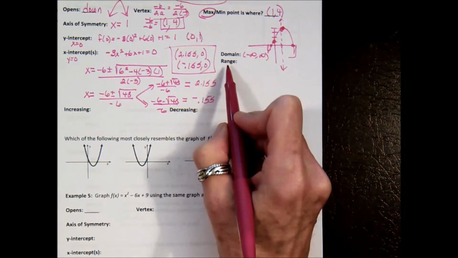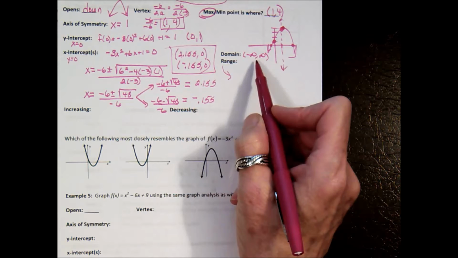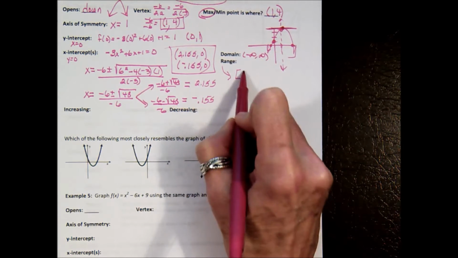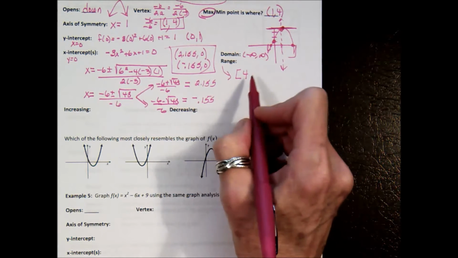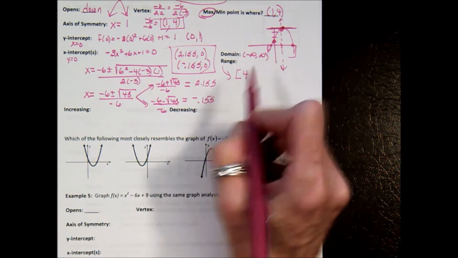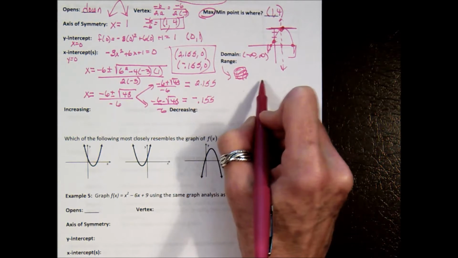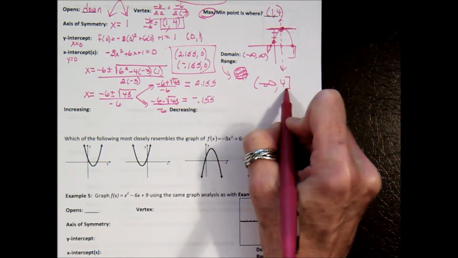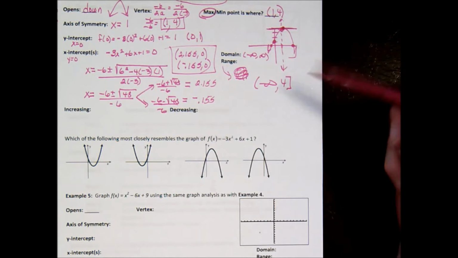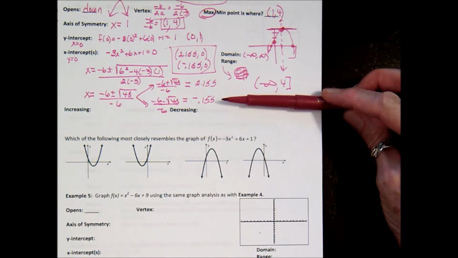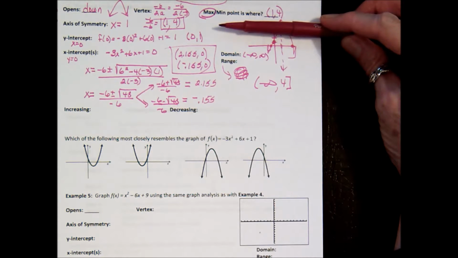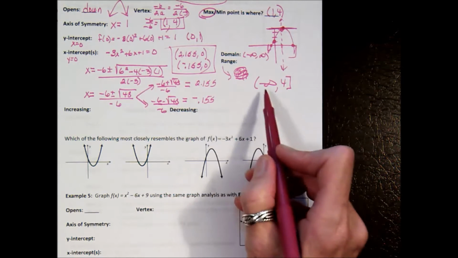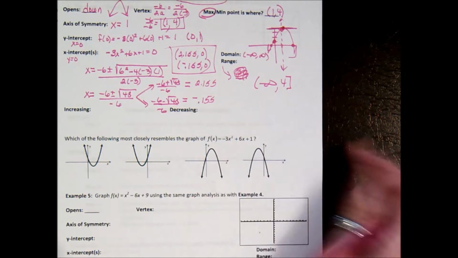But the range is not negative infinity to infinity because the highest it can go is right there. y can be 4, but on the other end is negative infinity. So we want to write it like this: negative infinity up to 4, including 4, and that's our range. So the lowest it goes is negative infinity, and the highest it goes is 4. And notice, I started to write the 4 first, but when I saw that it was opening down, I knew that the negative infinity had to come first.